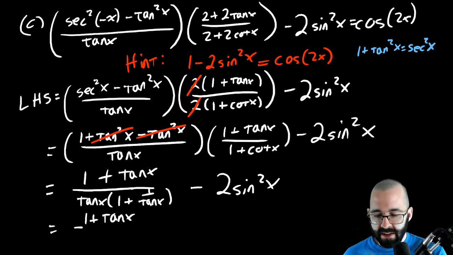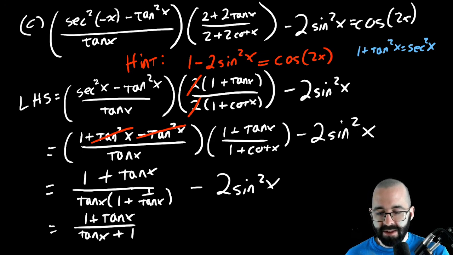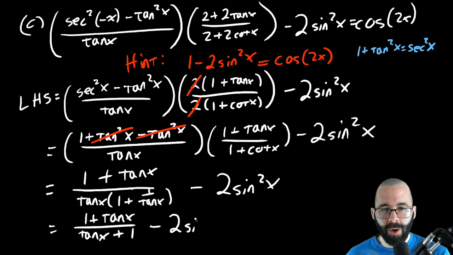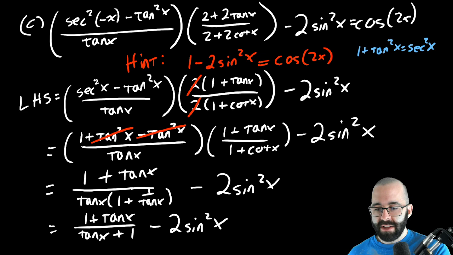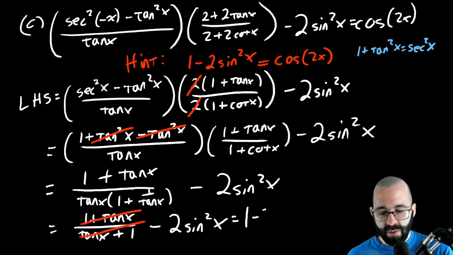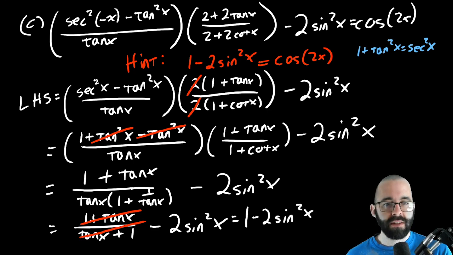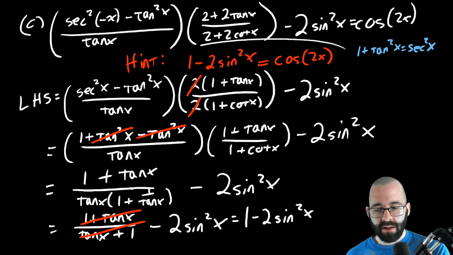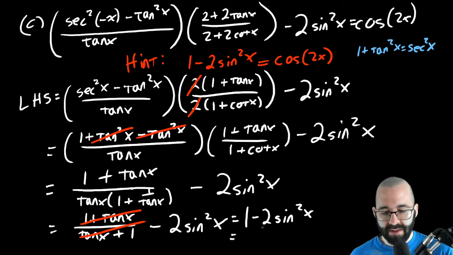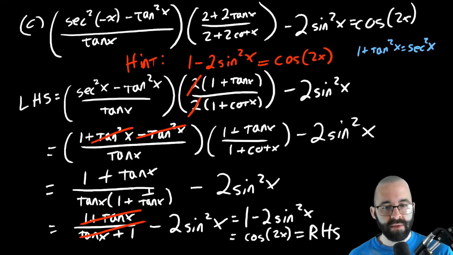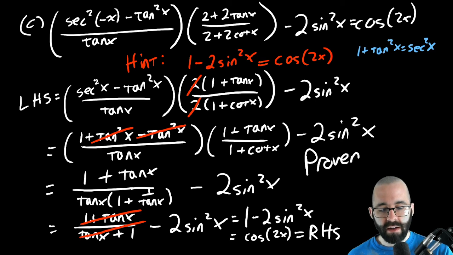That's 1 plus tangent of x. When we distribute, it becomes tangent of x plus, well, the tangents cancel. We're just left with 1. Oh, look at that. 1 plus tangent is the same as tangent plus 1. This is just 1 minus 2 sine squared of x. 1 minus 2 sine squared of x is cosine of 2x. That's equal to our right-hand side. We've proven this identity.